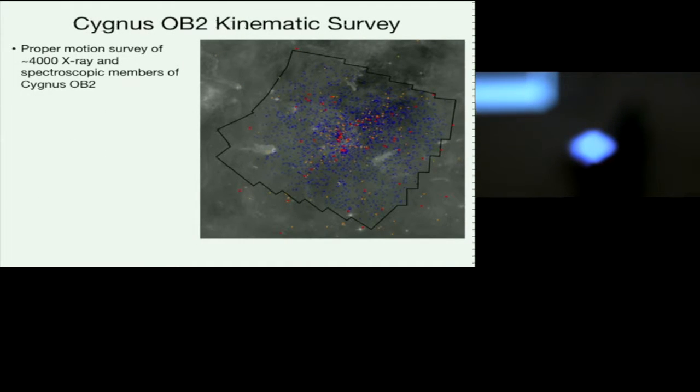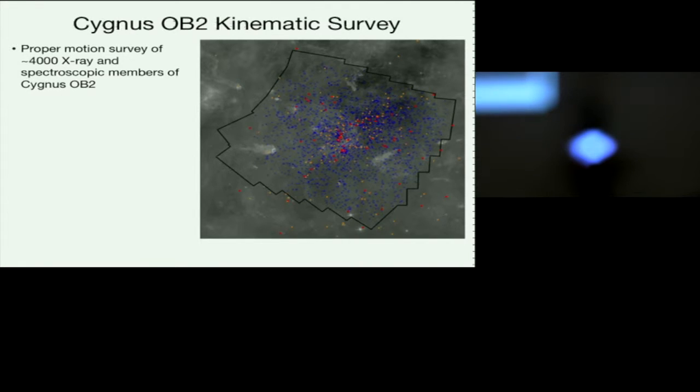What we're doing is we're attempting to obtain radial velocities and proper motions, and I'm going to be mainly talking about proper motions today, for 4,000 members of Cygnus OB2, these objects here. Now, the red and the orange points are O and B type stars, which are spectroscopically known. They've come from various spectroscopic surveys over the last couple of decades. And the blue crosses are X-ray selected young stars. And the reason why we use X-rays is because young stars are very X-ray bright, and so it's a very efficient mechanism to identify young stars through X-ray imaging. Those are these blue crosses shown here.